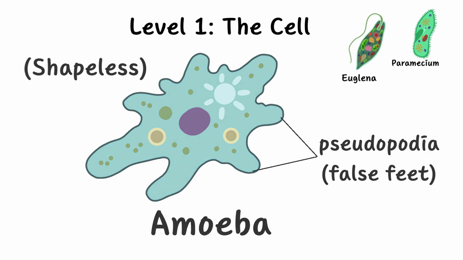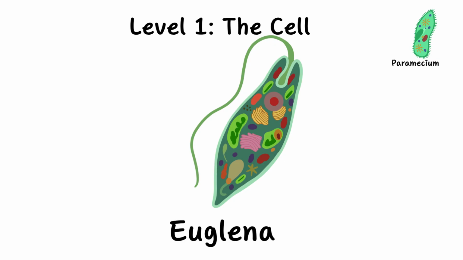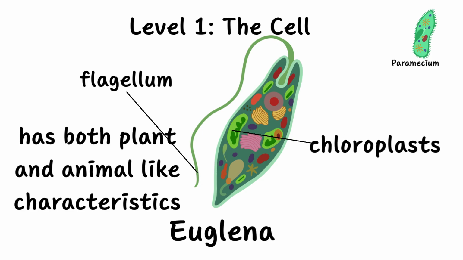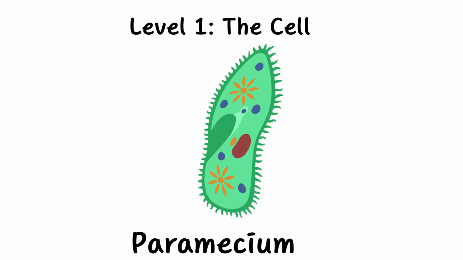Next, we have the euglena. This organism has both plant and animal-like characteristics. It has a tail that we call the flagellum, which is used to swim like an animal, but it also has chloroplast, which it uses to make its own food just like plants. And then finally, we have the paramecium. This one looks exactly like the sole of a shoe or a slipper, and it moves around using tiny hair-like structures called cilia.